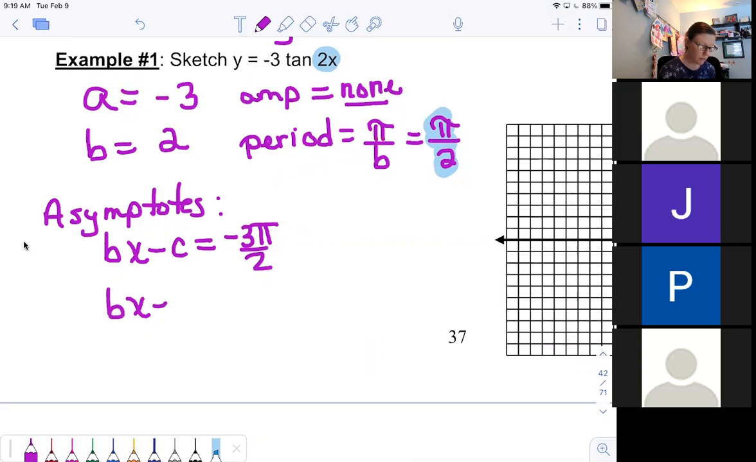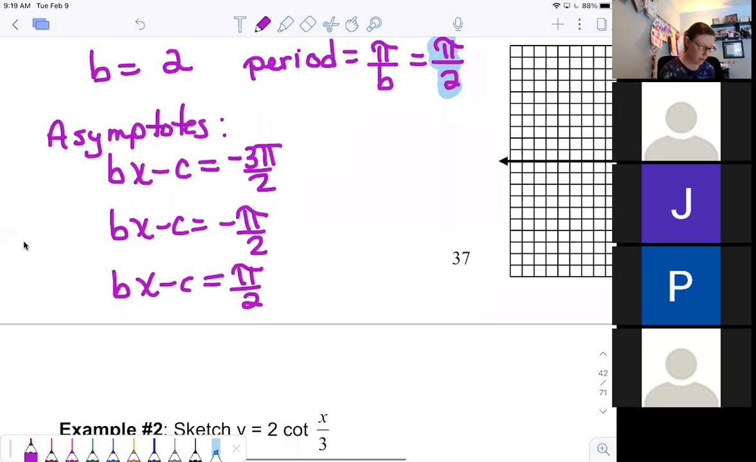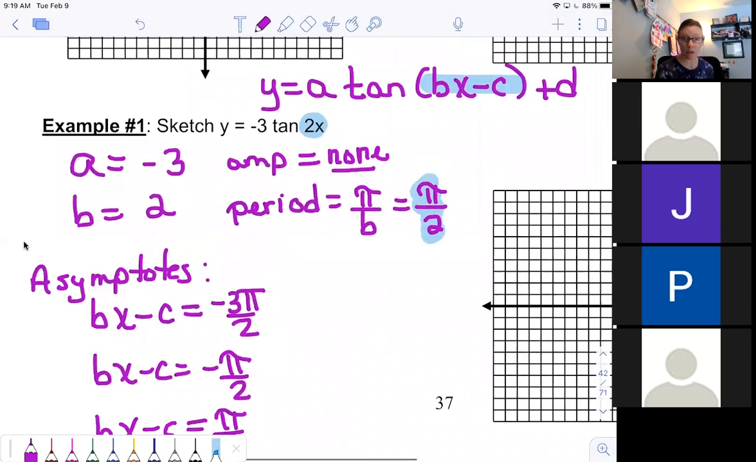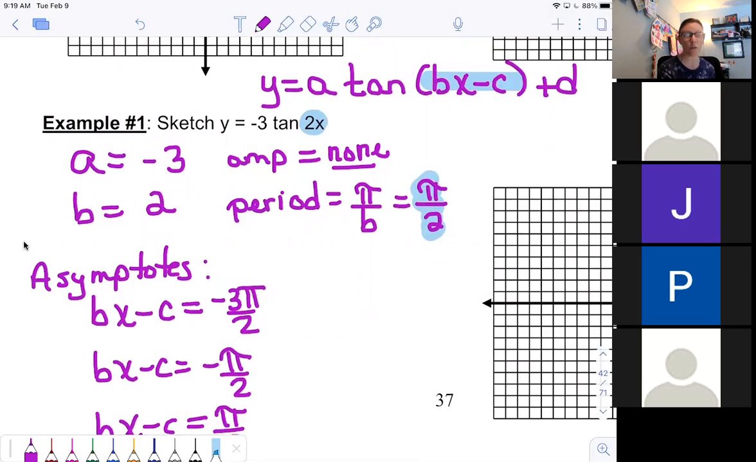I would do that again for the next asymptote at negative pi over 2, again at pi over 2, and finally at 3 pi over 2. You're going to see a pattern. But to calculate the new asymptotes, because everything is based off of the asymptotes in the tangent and cotangent, you need to take whatever is after the tangent or the cotangent function and set that equal to the original asymptotes, because that then gives me where they shift or how they stretch.